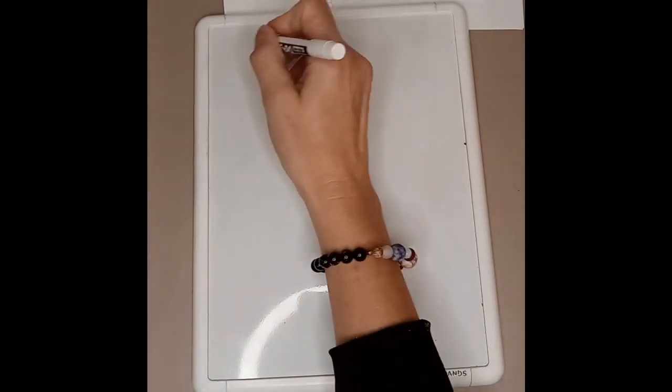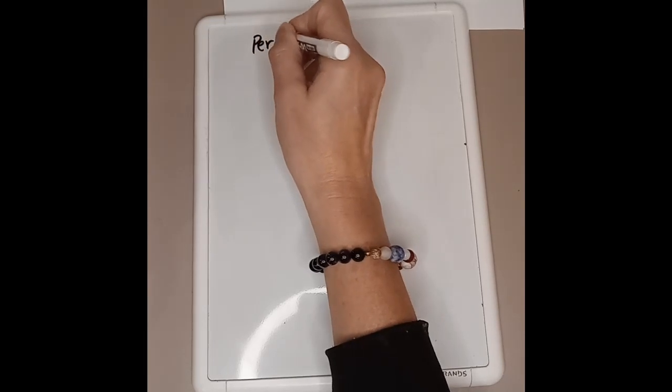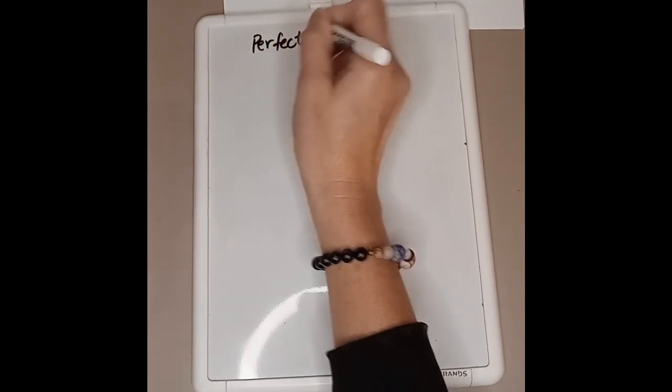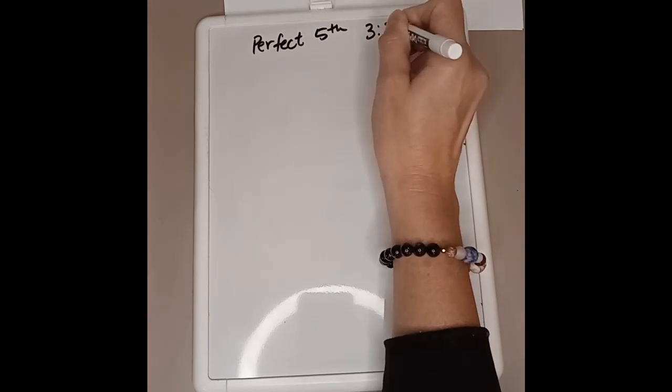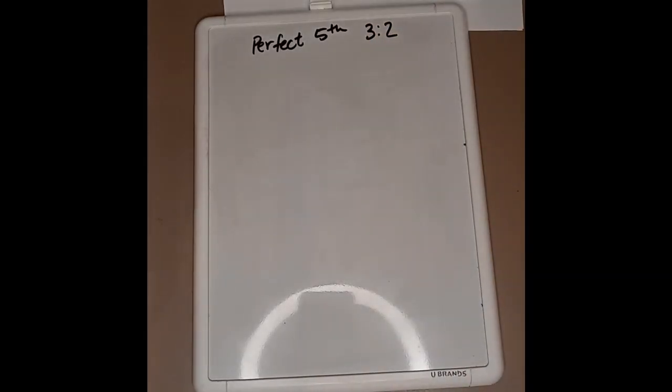This will factor in a little bit later too. So we have the perfect fifth, which is a ratio of 3 to 2. And again, this is considered to be the most harmonious. It's the easiest to tune by ear. It's a pure perfect fifth.